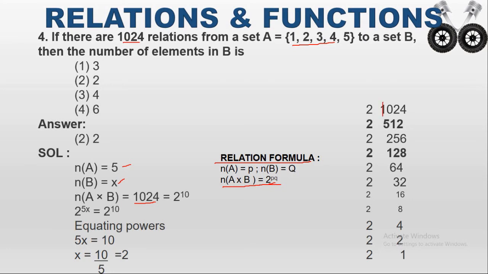So first we have to divide 1024 by 2 repeatedly. So what is the answer? 512. Again by 2, it will become 256. Again 2, it will become 128. Again 2, it will become 64. Again 2, it will become 32. Again 2, it will become 16. Again 2, it will become 8. Again 2, it will become 4. Again 2, it will become 2. Again 2, it will become 1.